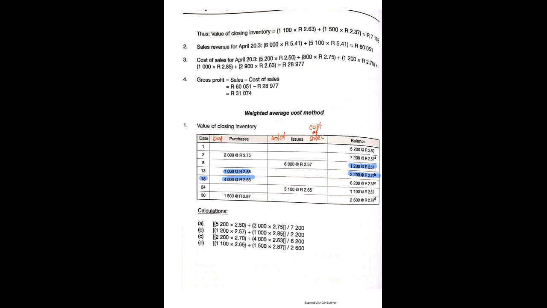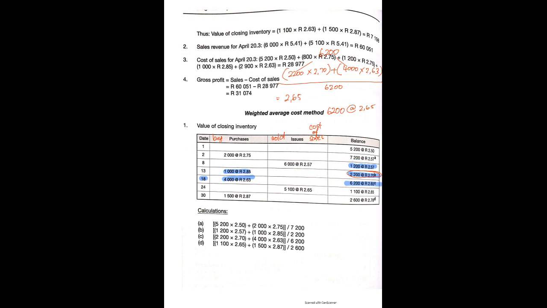So you had 2,200 at 2 Rand 70 that was on hand. You now purchased 4,000 at 2 Rand 63. So collectively, you have 2,200 plus 4,000. That's 6,200 available. So divide that by 6,200. That gives you a new weighted price of 2 Rand 65. So that's a balance of 6,200 at 2 Rand 65. And that you'll see here as well.